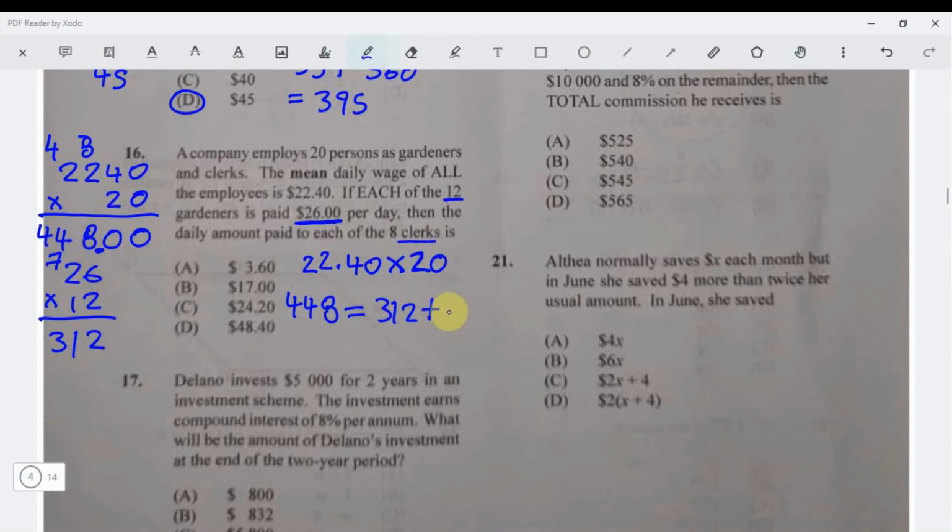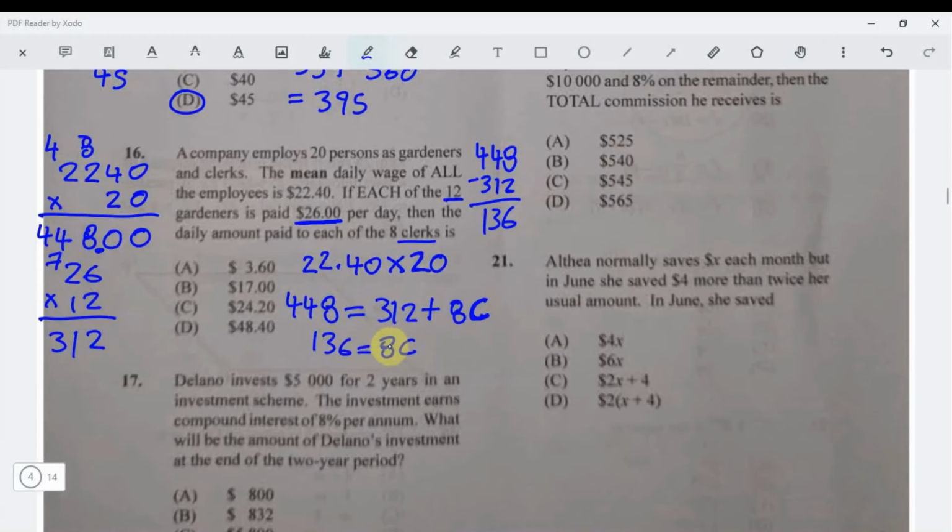So the wage for the 8 clerks, let's just put 8C. And we're trying to find C. C will give us how much each individual clerk is paid. So subtract 312 from 448. 448 minus 312, that will give us 136. So that means 136 is 8C.